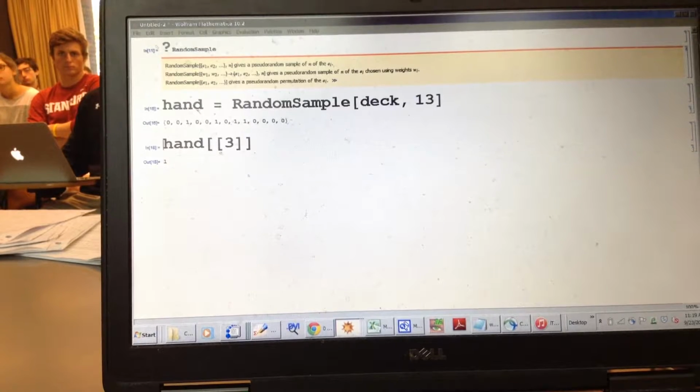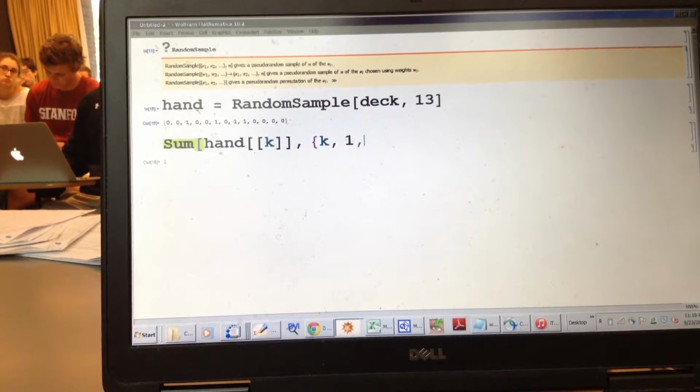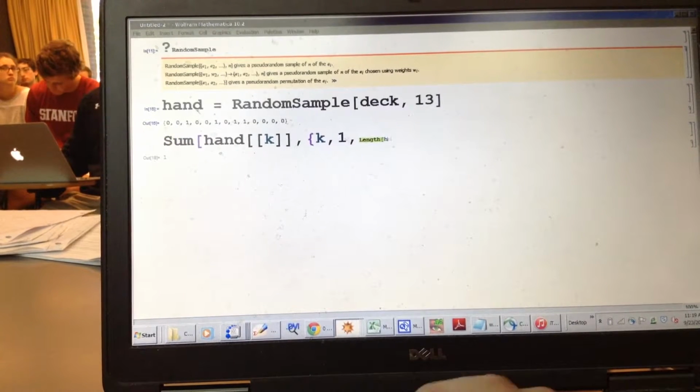What I want to do now is sum the elements of the hand, with k going from 1 to the length of hand. Oh, I shouldn't have, I don't know why I changed the size.